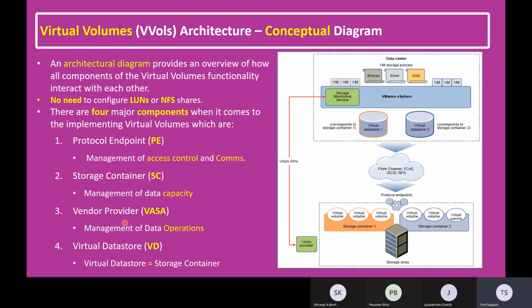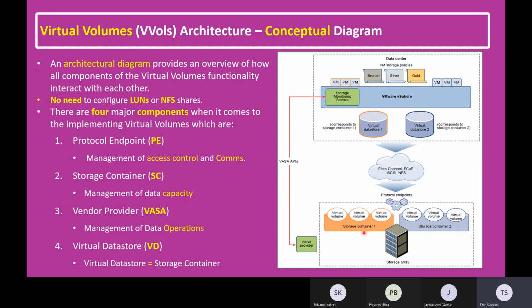And the vendor provider, another name for which is VASA. VASA means vSphere API Storage Awareness. This VASA is software only, for management of data operations. If you want to maintain all the operations of the storage array and vSphere level, you need to log into the VASA. How we communicate between vCenter and the storage container is through the API, application program interface. There is one URL, and using that URL we can connect to both. And then the virtual datastore: at the vCenter level we use the datastore terminology. A virtual datastore is nothing but a storage container.